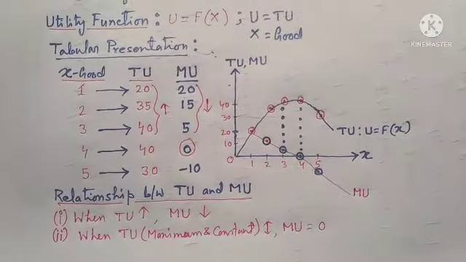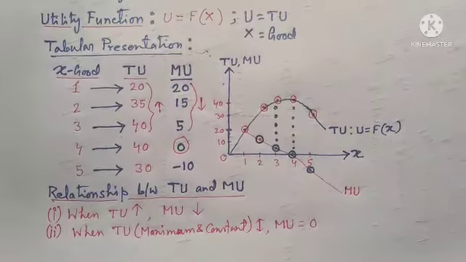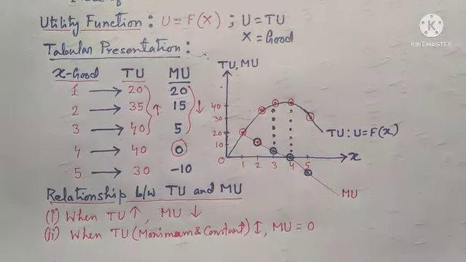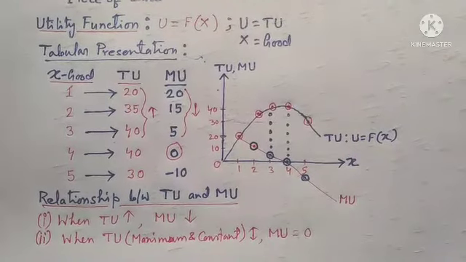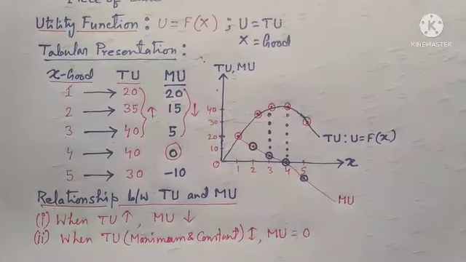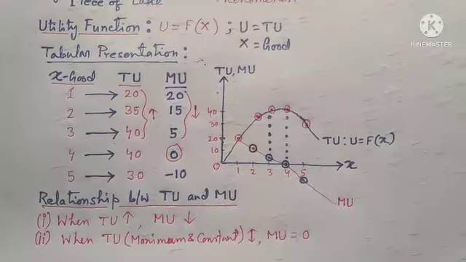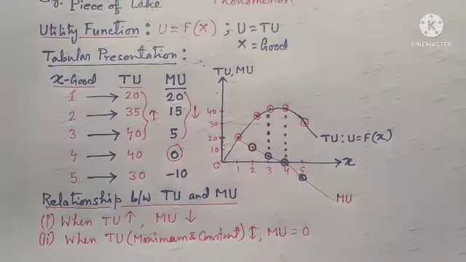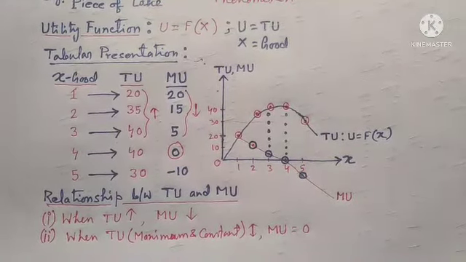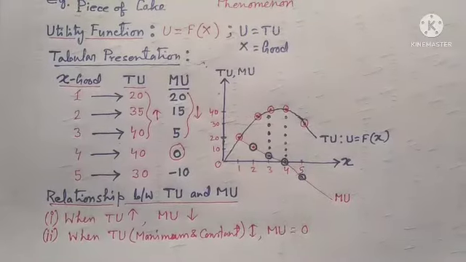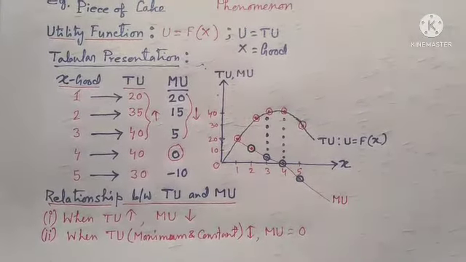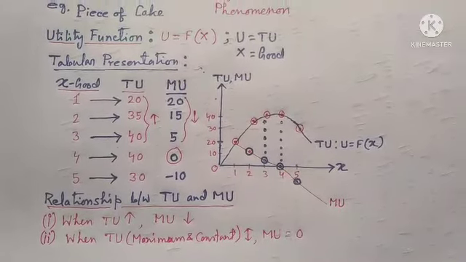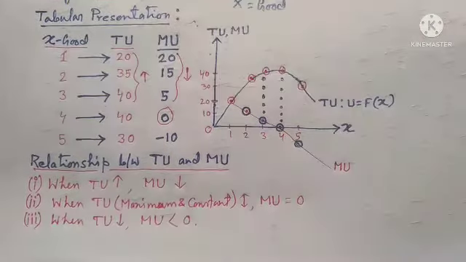In the second stage, for the fourth unit, total utility becomes maximum and constant. In the table, for the third unit total utility is 40, and for the fourth unit it is again 40. That means the change in total utility is 0, which means marginal utility equals 0. So for the fourth unit consumption, there is no additional utility derived by the consumer.